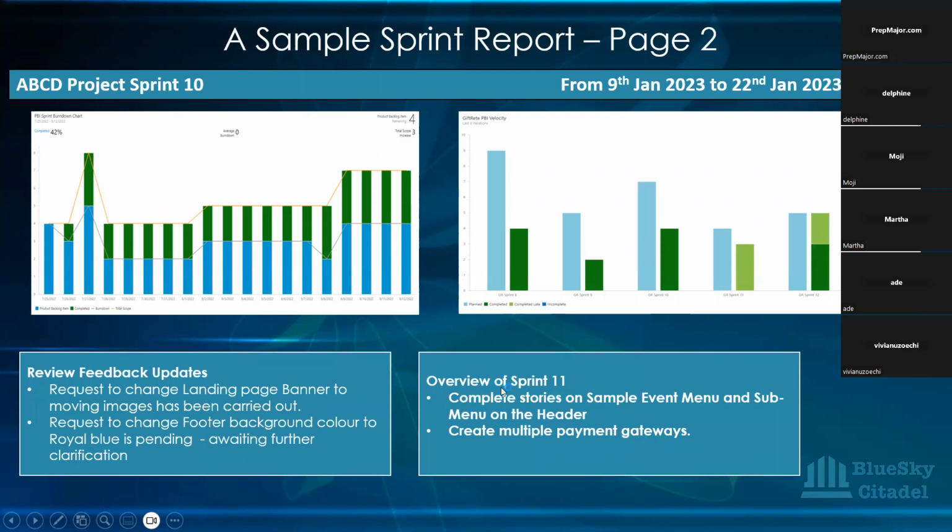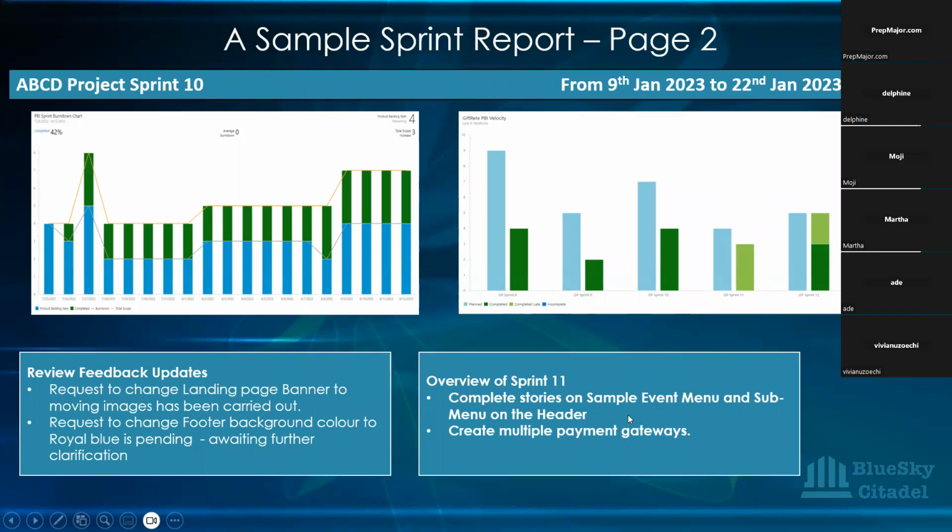And then you have an overview of sprint 11. So that's sprint 10, and then you're giving them an overview of sprint 11 to say, okay, going to sprint 11, this is what we plan to do. Complete stories on sample event menu and sub menu on the header. So those are the ones that were not completed, and then they want to create multiple payment gateways, because they've done the pricing packages now. So when the user picks the pricing packages, they want to pay. Okay, and so they want to create multiple payment gateways. So those are the features they want to work on going into the next sprint.